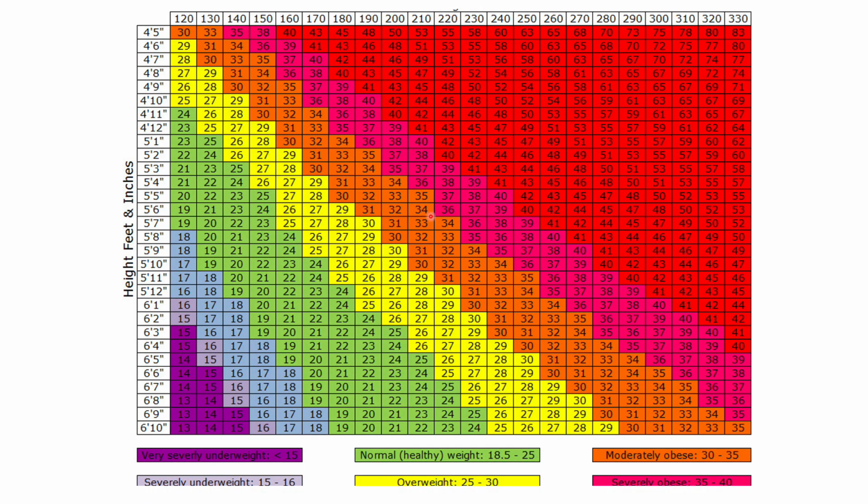This is short of doing a calculation. You can simply look up your height in feet or inches, your weight over here, and determine where you fall on the scale, whether you're severely obese, moderately obese, overweight, normal or healthy, underweight, or severely underweight.